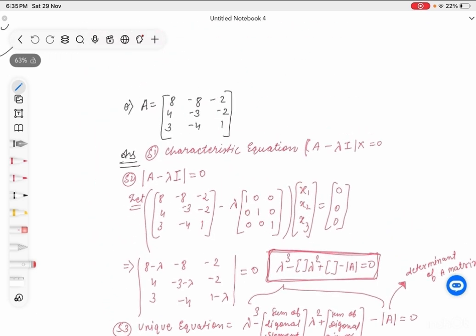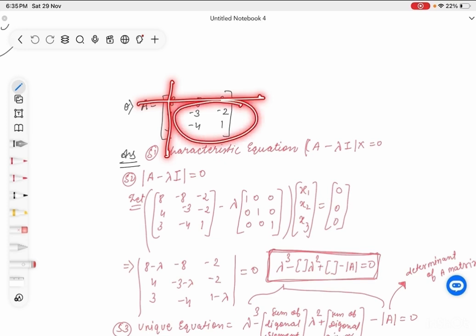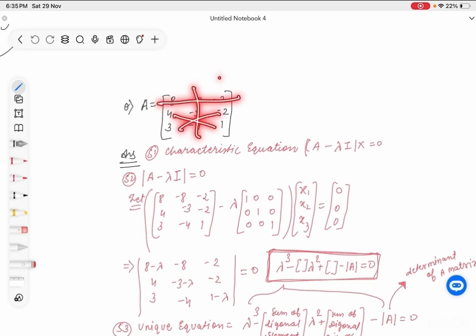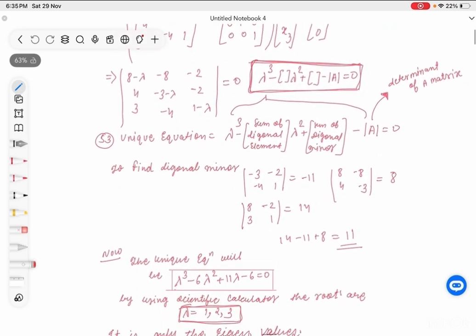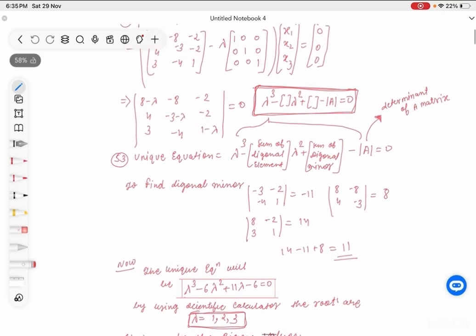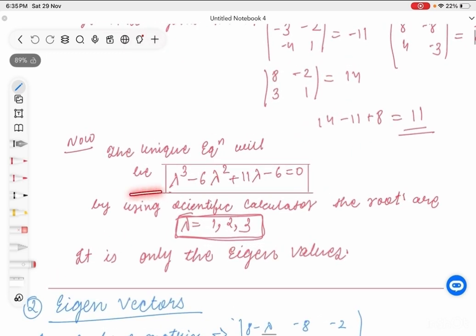Basically if we take the first row and column, we have to cancel this row and column, and multiply the cross and subtract. Similarly, for the second we will find this and this. For the third we will find basically this cross multiplication and subtraction. Now by solving this, according to this question, we have got the unique equation, which is this.